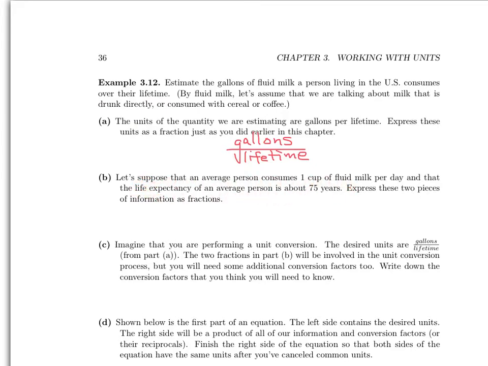So in this part of the back-of-the-envelope estimation process, we're writing down the information we believe we would need to know. And again, we're going to write this down in fraction form. So we've got 1 cup of milk consumed per 1 day, and we've got 75 years per 1 lifetime.